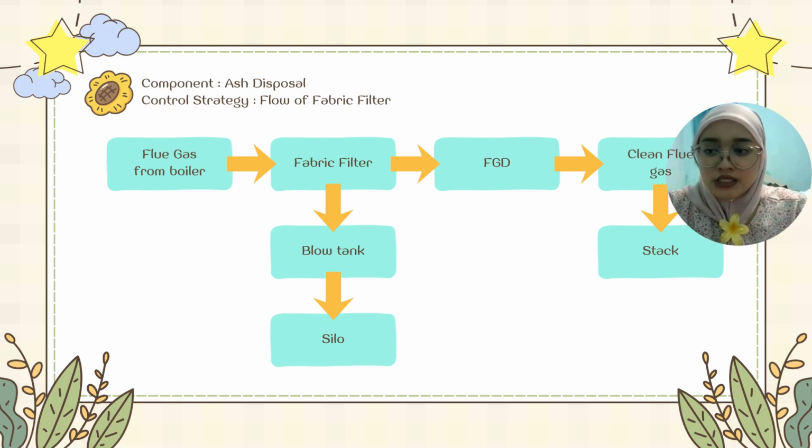Secondly, ash disposal using fabric filter system. Here, flue gas passes through a fabric filter which traps fine ash particles. The gas then flows into the FGD system for further cleaning. Meanwhile, the collected ash moves to a blow tank and then into a silo for safe storage and reuse. These methods help reduce air contamination caused by fly ash.